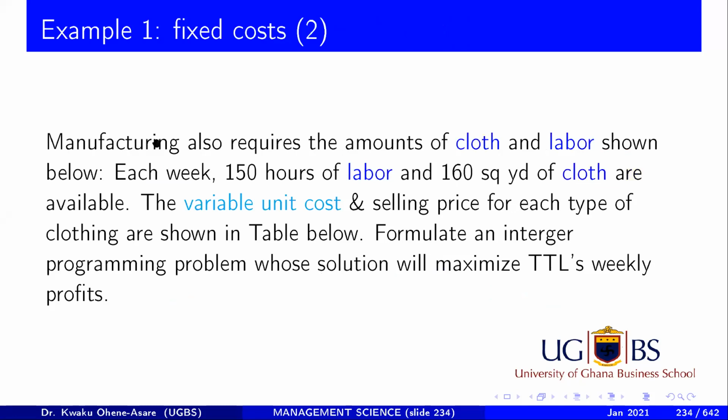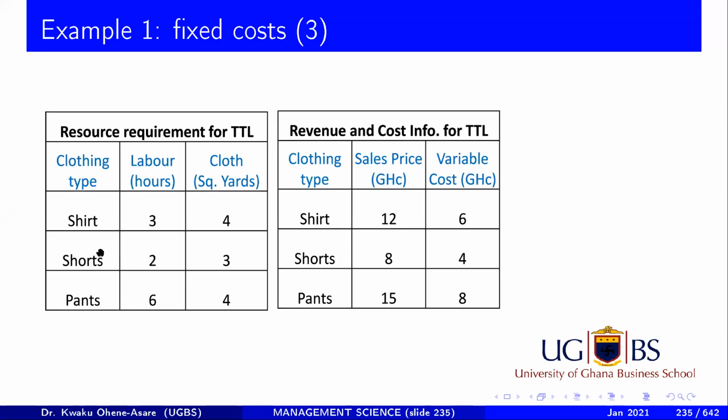Now, continue. Manufacturing also requires the amount of cloth and labor shown below. So before you can produce, you need certain kinds of cloth and labor. Now that is what's down here. So let me quickly go through that first. If you are going to produce shirts, the hours of labor needed is 3 hours, and the square yards of cloth needed is 4 square yards. The same way, if you are going to produce pants, you need 6 hours of labor and 4 square yards of cloth. So keep that in mind. So these are the things you need.